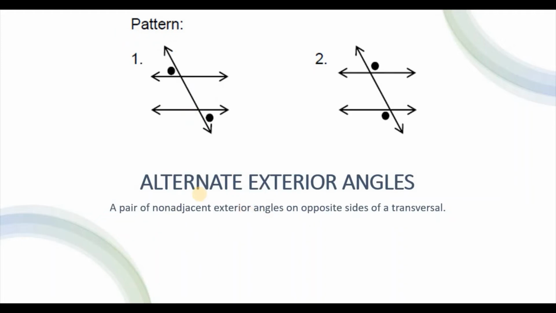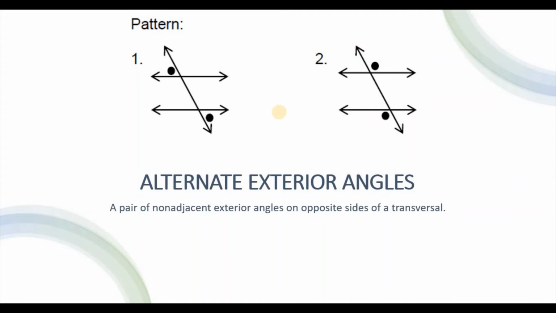Next, let's proceed to the alternate exterior angles, a pair of non-adjacent exterior angles on opposite sides of a transversal. So, alternate exterior naman sila. We have here two patterns. Ayan, yung isang angle nasa upper left and the other angle is on the lower right, and both of them are exterior angles. And vice versa naman dito sa pangalawang pattern.